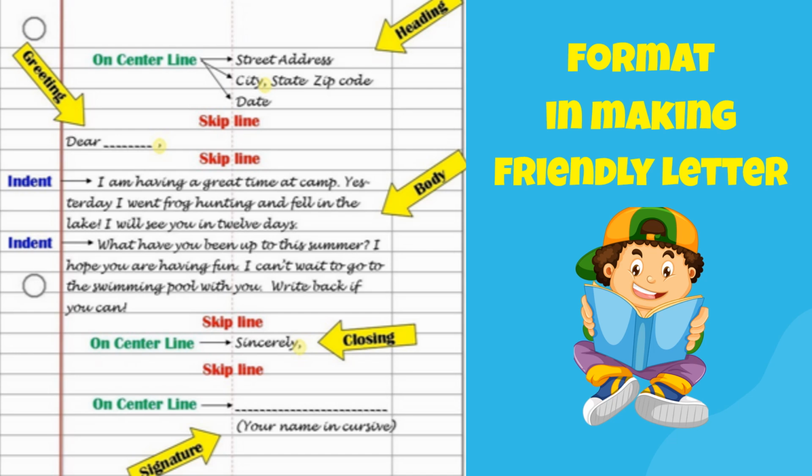So just bear in mind how this friendly letter is written with its 5 parts: heading, greeting, body, closing, and signature, and of course, the way the spacing is observed, the margins from left to right.